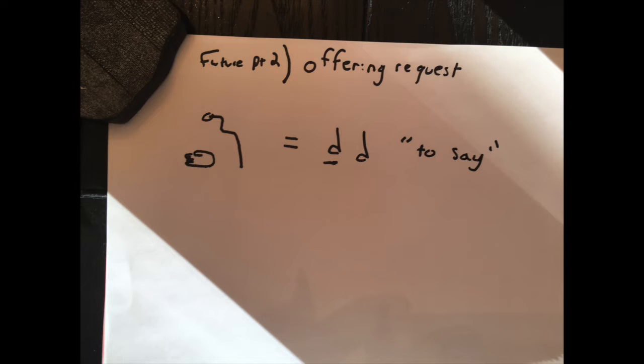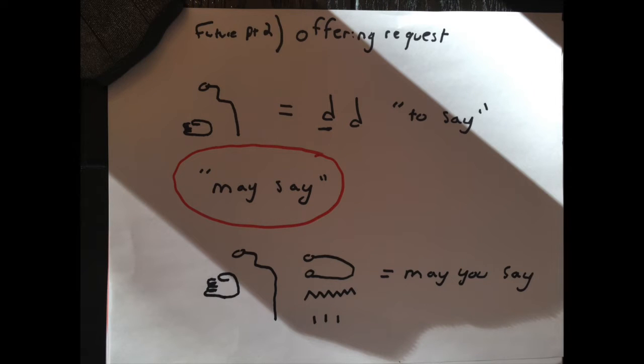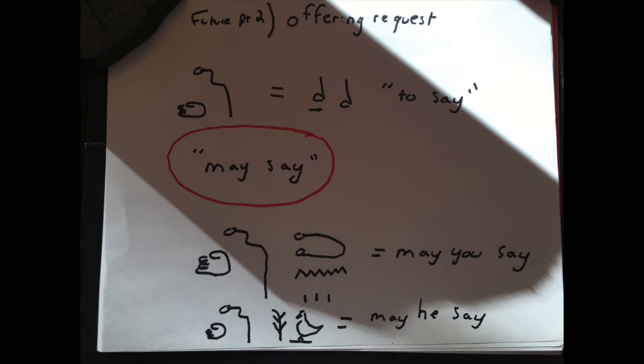All right, so in order to understand the second part, the offering request, first we have to do one quick vocabulary addition. It's an important one. It's the word for to say or to speak. Now, in this tense, it's going to behave much more like the relative form, where it's going to be may I or may she, they, he say. So in this case, simply by changing the pronoun, you could say may you say, or may he say.